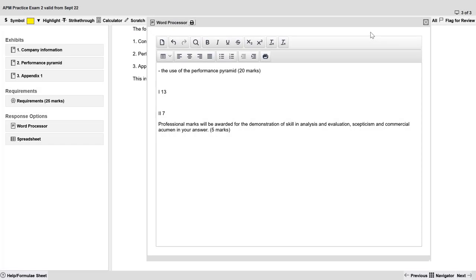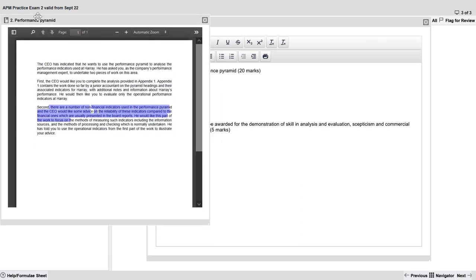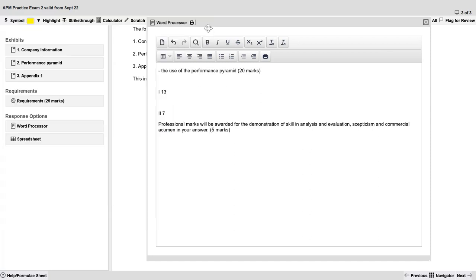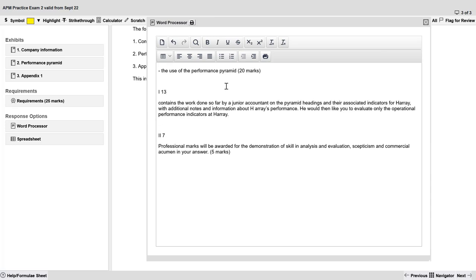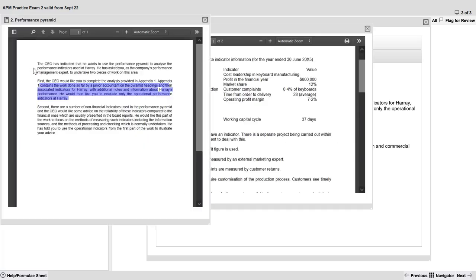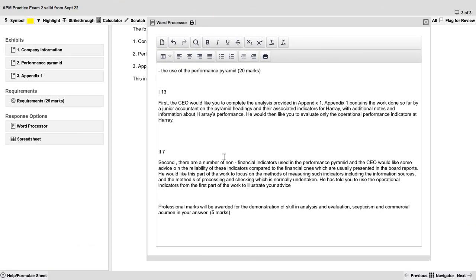I've got my word processor set up, ready to get started. I've read the exhibits and I've found the very detailed embedded requirements, the requests for work from the CEO. I'm going to copy this right into my word processor, and the second one as well. I've got the requirements pasted into my answer, and I see now exactly what I need to do.